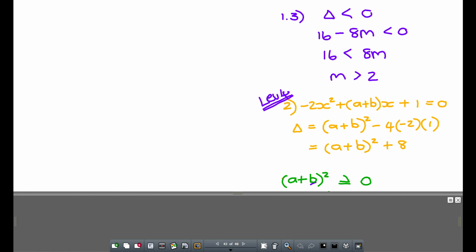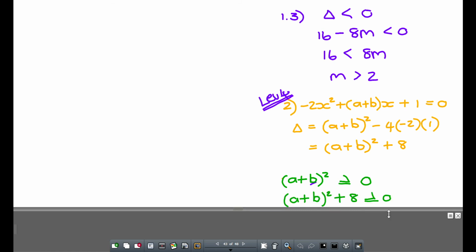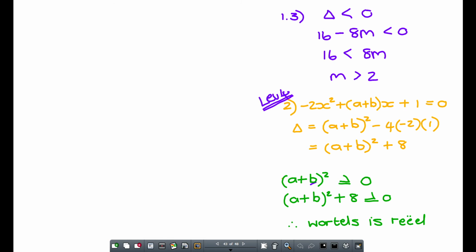Is julle by met dit? Okay, so that's a definite that it's positive. Now, if I go add 8 to that, hy gaan in elk geval positief wees. So as ek nog 8 gaan bytel, gaan dit anyway nog steeds groter as 0 wees. Do you guys agree? So therefore, these roots will be real. Daai wortels gaan reël wees.